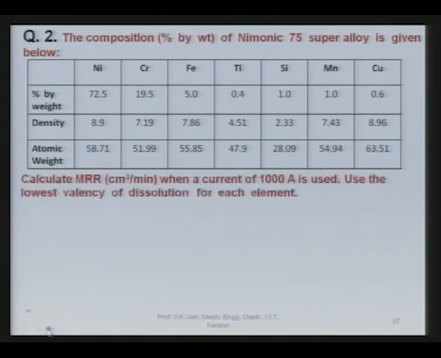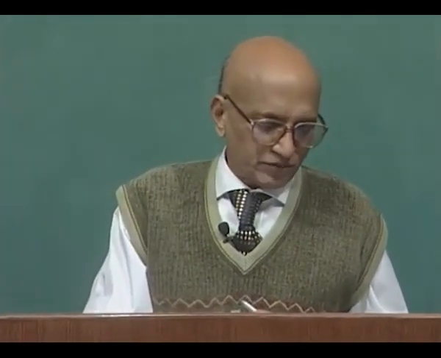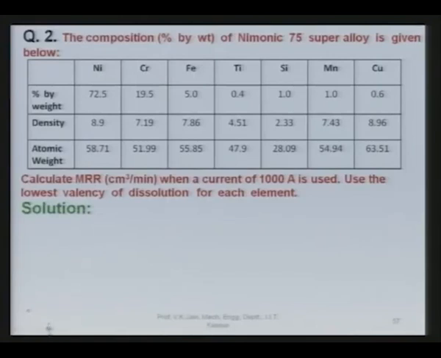We have to calculate the material removal rate in terms of cubic centimeter per minute, that is the volumetric material removal rate, when a current of 1000 ampere is used. Use the lowest valency of dissolution for each element. Here you are not given the valency of the different constituents of the alloy, that is nickel, chromium etcetera, that you have to find out from the handbook or the book on electrochemical machining or advanced machining processes, as I have already told you. From there you can find out the values of the valency of various elements.